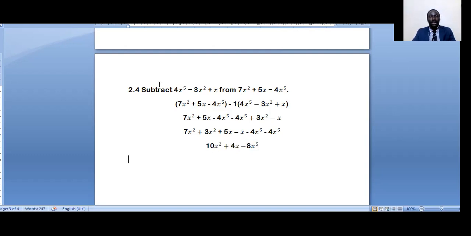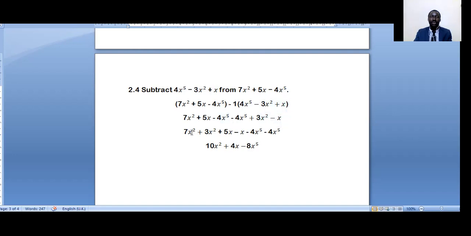Well, the question was that we subtract this quantity here from the other. To subtract something from the other is like you take away something from what is already there. They gave us this one, so we have to take away this from the other. That means we have to write this quantity first, and from it, we take away this other quantity. And when we do that, because we are subtracting, the minus sign will affect the 4x raised to power 5, the 3x squared and the x, as indicated here.